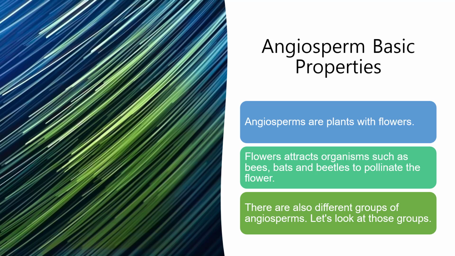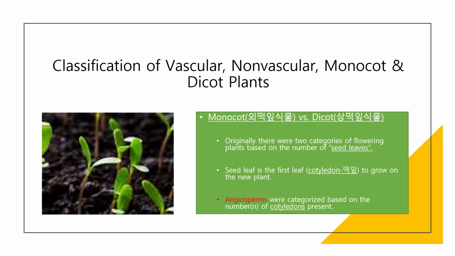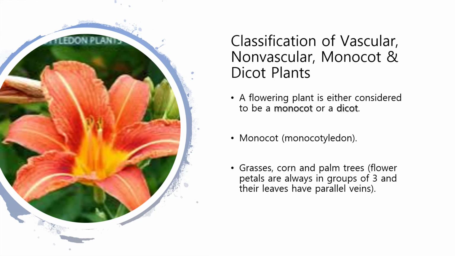There are also different groups of angiosperms. So let's look at those groups now. Let's have a look at angiosperm diversity. Species with 1 cotyledon are often called monocots, and those with 2 are usually called dicots. Other features such as flower and leaf structure are usually defined in those 2 groups.